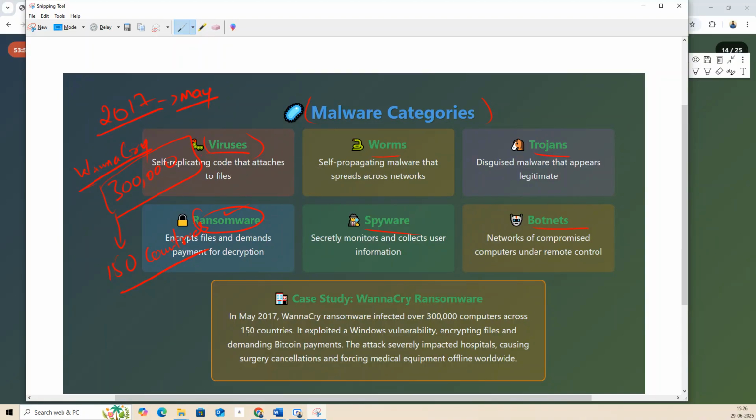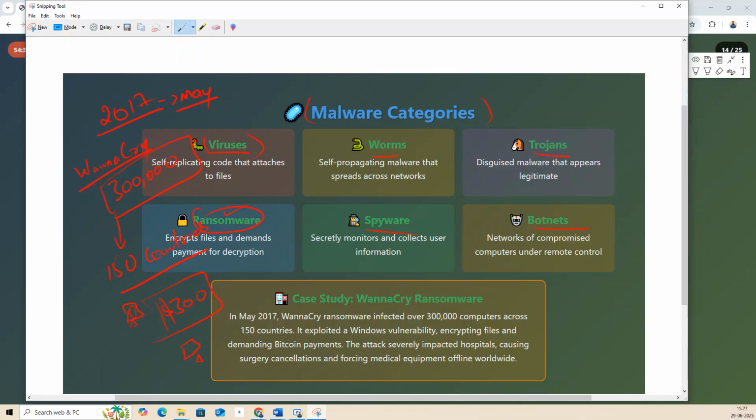Once it got installed on your computer, WannaCry encrypted all the files on infected computers and displayed a ransom message demanding Bitcoin payment. The attacker demanded $300 per computer, with the price doubling after 3 days and files being permanently deleted after 7 days.